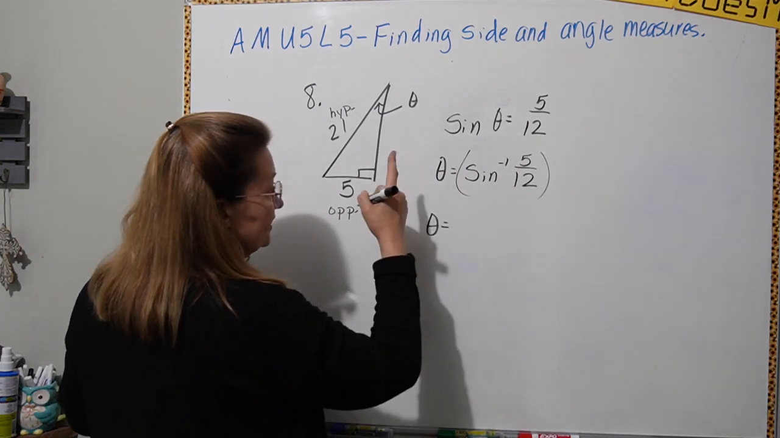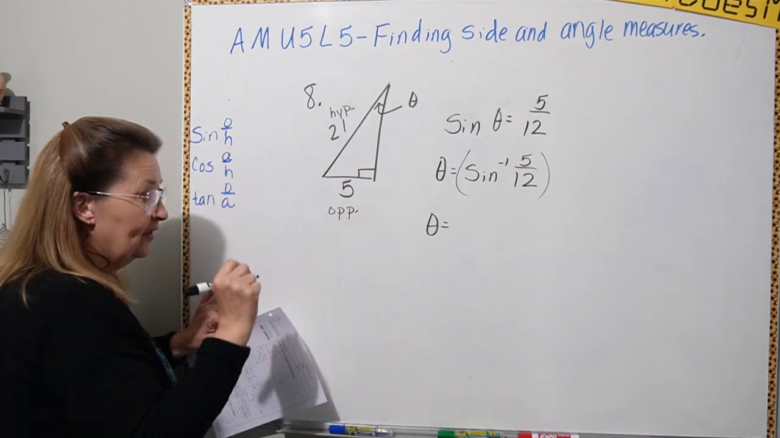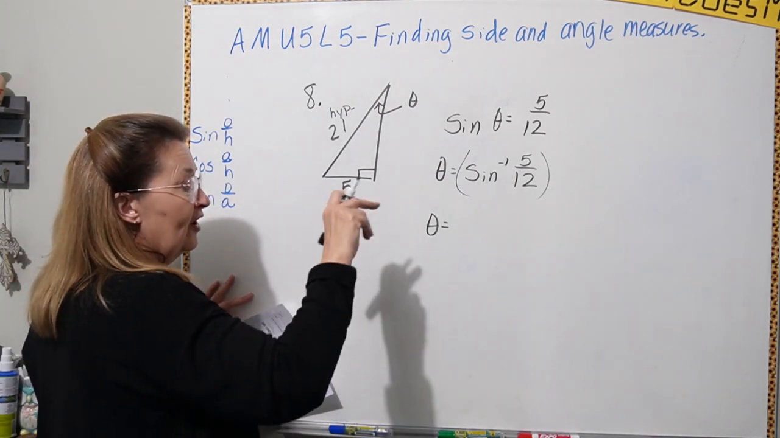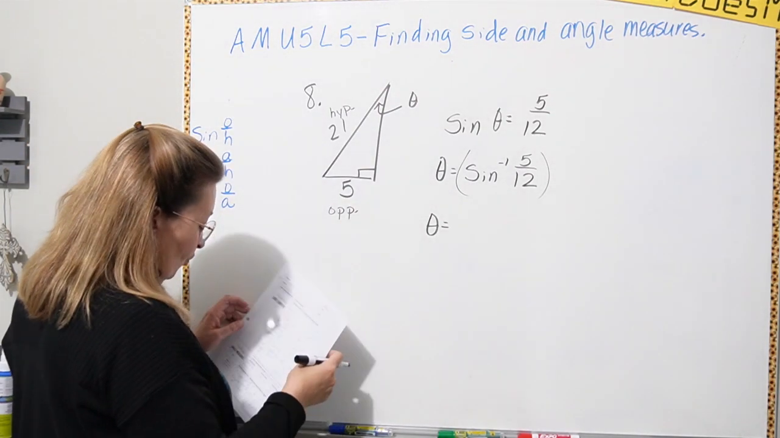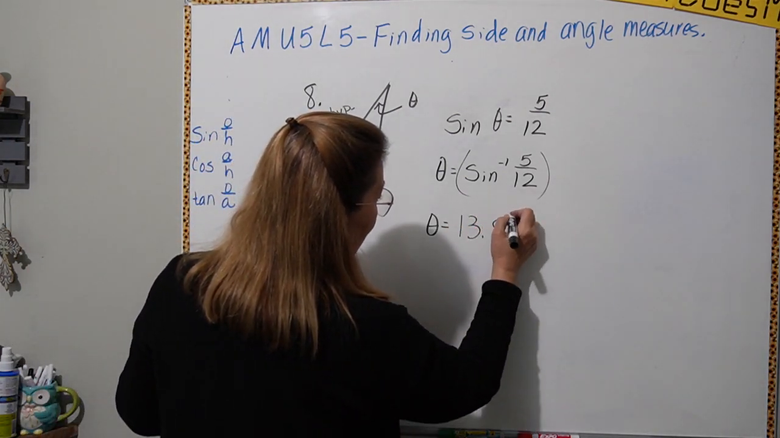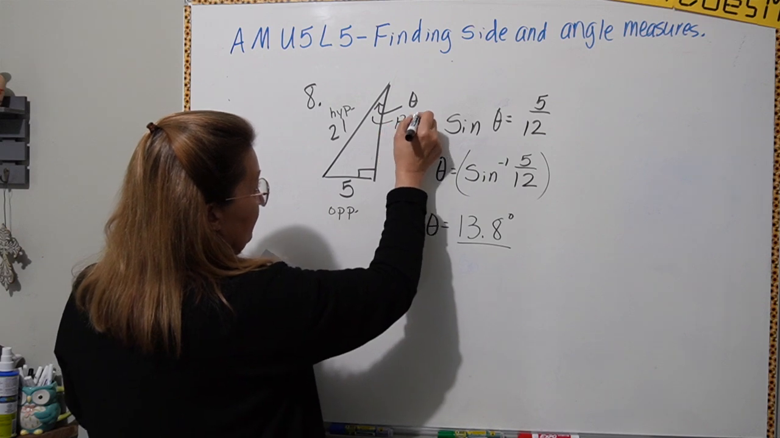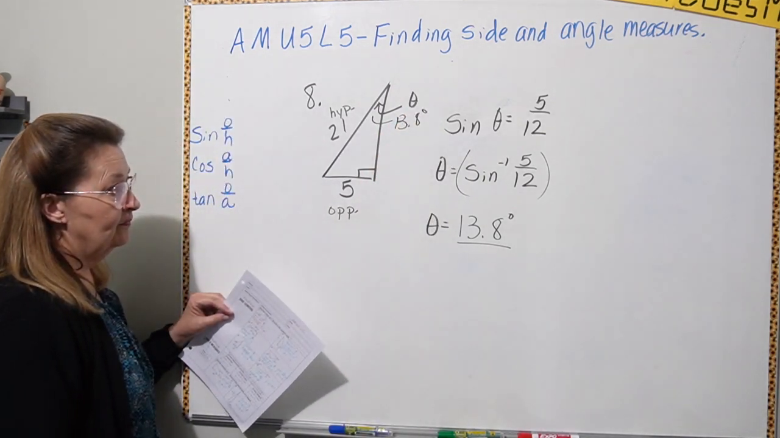And then I'm ready for a calculator. So you're going to hit the sine button 2 times till you see sine with the -1 up there. Then you hit 5 fraction bar 12, and when you hit enter after that, it's just going to tell you that's 13.8 degrees. So this one is 13.8 degrees.